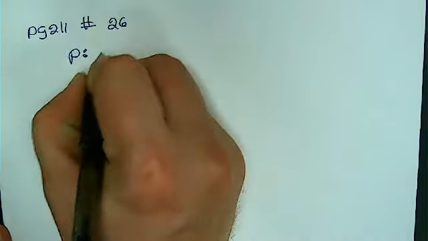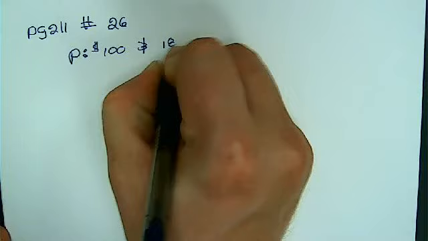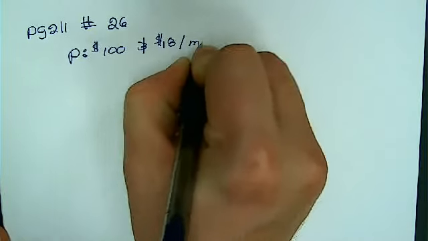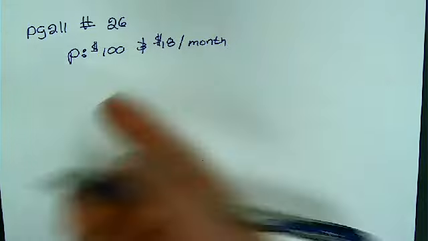It says, Philip has $100 in the bank and deposits $18 per month. So for Philip, he has $100 to start with, and he's going to be adding $18 per month. I don't know where he's getting the 18 bucks from. You know, allowance, mowing lawns.